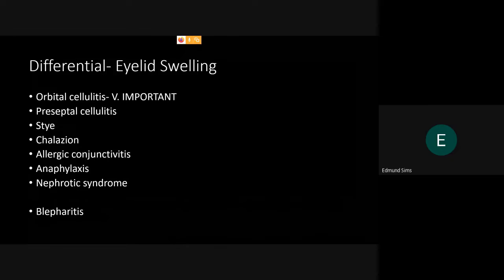Anyone know why nephrotic syndrome causes swelling of the eyes and most other forms of edema don't? Any idea? It's generally because people with nephrotic syndrome can lie flat, so gravity will allow the fluid to drain towards the head, whereas people with like heart failure tend to get quite breathless if you lie them flat. And blepharitis really doesn't cause eyelid swelling on its own usually, but it can cause stuff like styes and chalazion, which we'll talk about later.